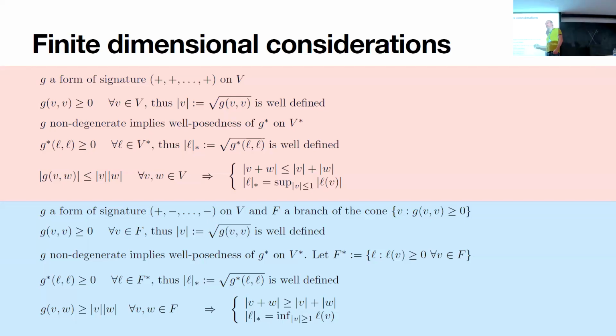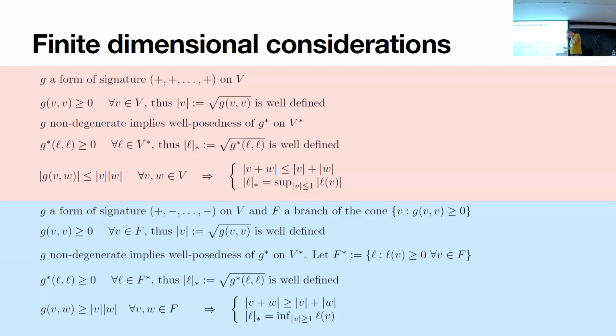And it turns out that for every linear function in the future cone, G star of L is still non-negative. So I can take the square root. And it happens that for two vectors, both in the future cone, we do have the reverse Cauchy-Schwarz inequality. So in this Minkowskian signature, G(V,W) is greater or equal than the norm of V times the norm of W. And this implies that the opposite of the inequalities we are used to are in place. So we get the reverse triangle inequality if both vectors are future, and the dual norm has this variational characterization in terms of inf of the action on vectors with normal twist.